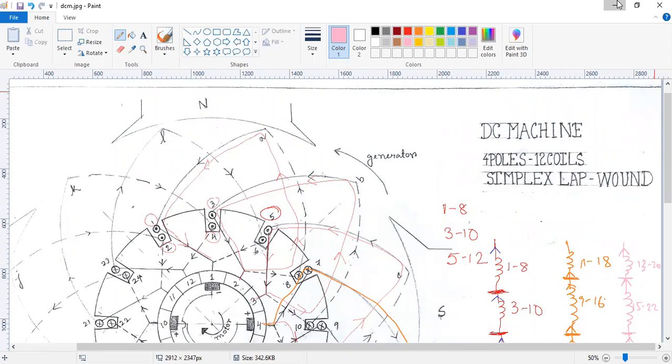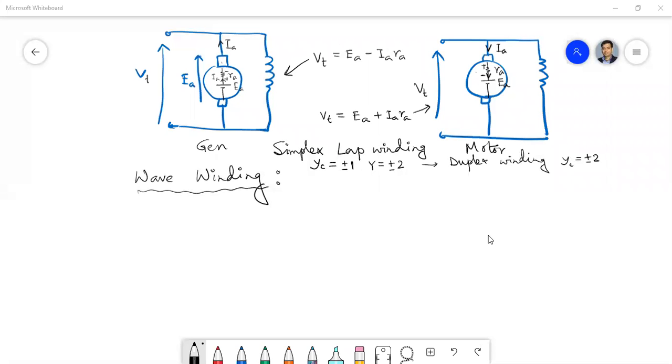But that is not the case for wave winding. For wave winding, all the parallel paths are distributed throughout the machine. Okay, so let me share it again. All the parallel paths are distributed, which means they are distributed under all the pole faces. So that is the difference. Let me draw a simple diagram, then you will understand it better.